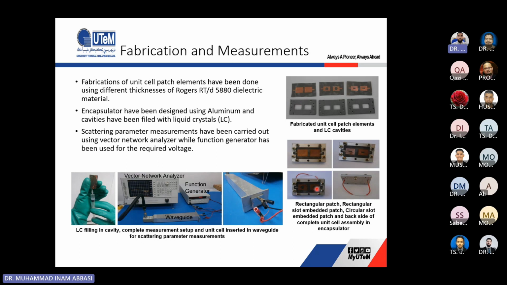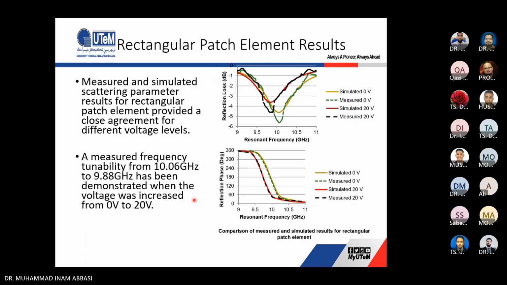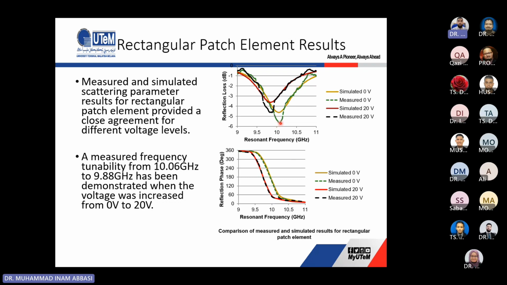Okay, so this is the final unit cell that we have inserted inside the waveguide. When we inserted this inside the waveguide and applied different voltages, we got these results. At 0 volt, we got a frequency of 10.06 gigahertz, and we can move it from 10.06 to 9.88 gigahertz, which was good enough for this case.